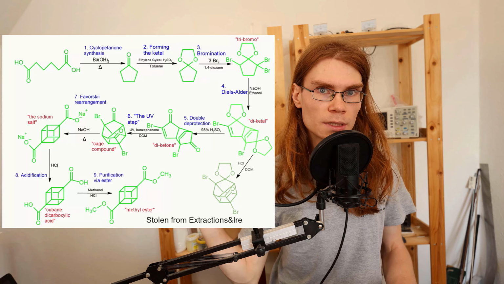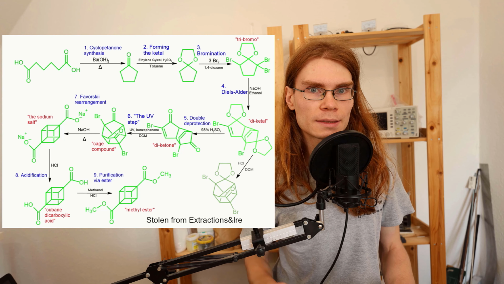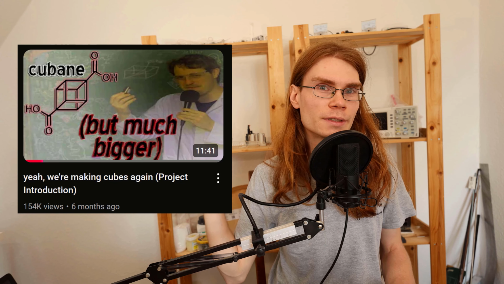So the reaction scheme of this synthesis looks like this. It's not that easy, and I kind of want to do it on a scale like Tom on his channel Extractions and Air. He's actually working on a very large scale, and I'm trying to kind of match this. So like everyone else, I'm going to start this synthesis with adipic acid. Adipic acid is, I think, a food preservative, and it's somewhat easy to get. It's non-hazardous. And the first step is to take this and turn it into cyclopentanone.